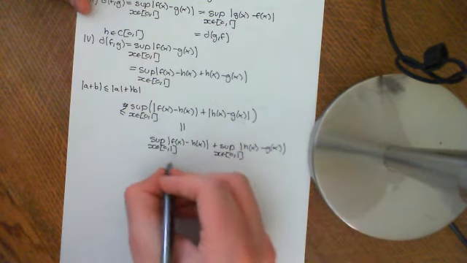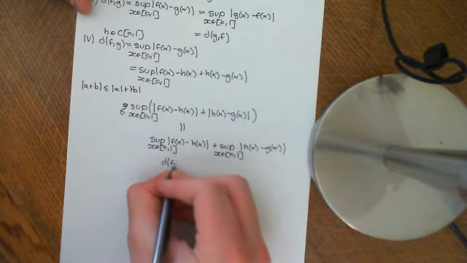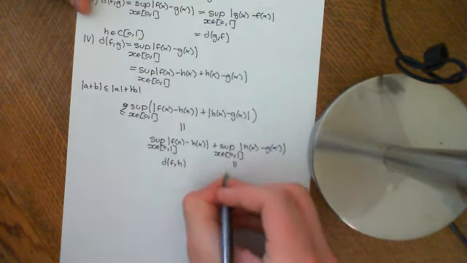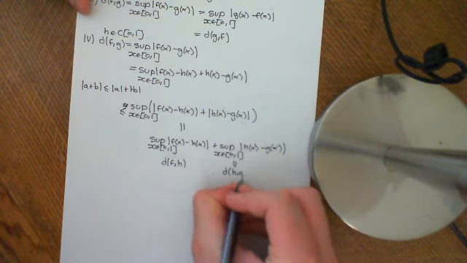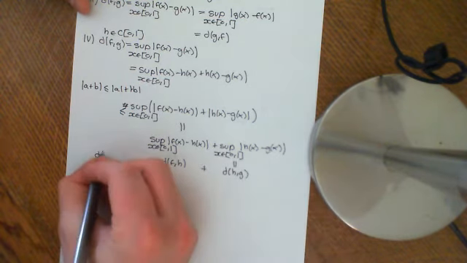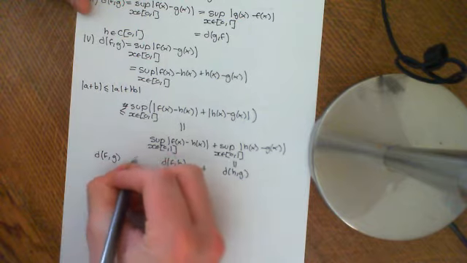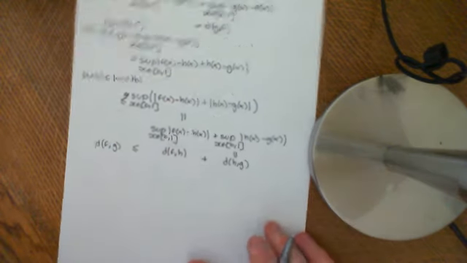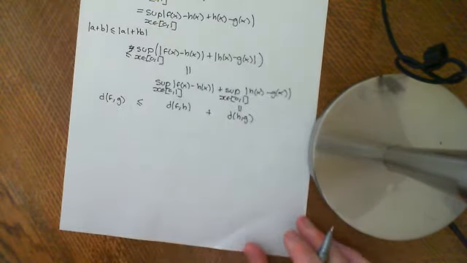Okay, and this is just the definition of the distance between f and h, and this is the distance between h and g. So we get, therefore, that the distance between f and g is less than or equal to the distance between f and h plus the distance between h and g.